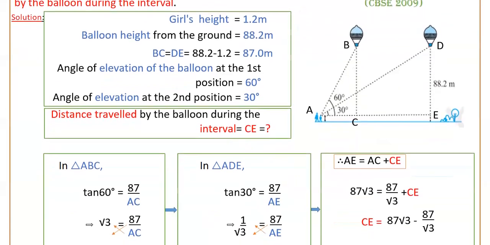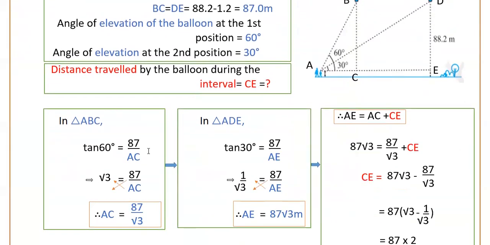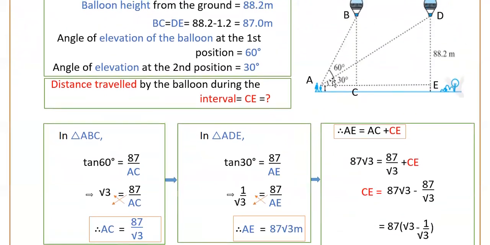In triangle ABC, tan 60 degrees is equal to BC by AC, opposite side by adjacent side. BC is 87, so 87 by AC. Tan 60 is root 3. So root 3 is equal to 87 by AC. Therefore, AC is equal to 87 by root 3.